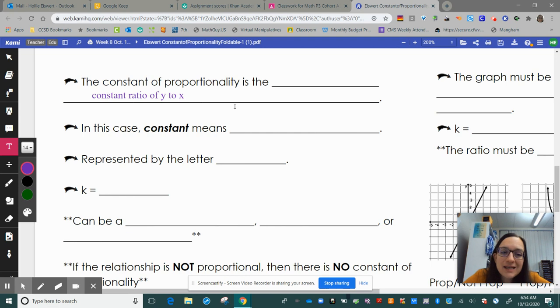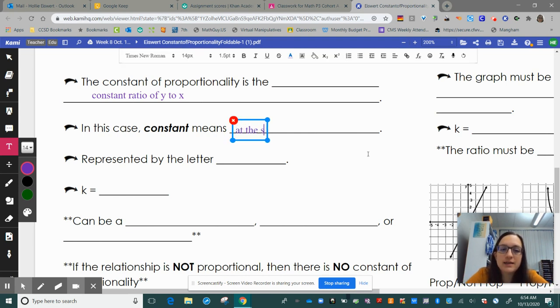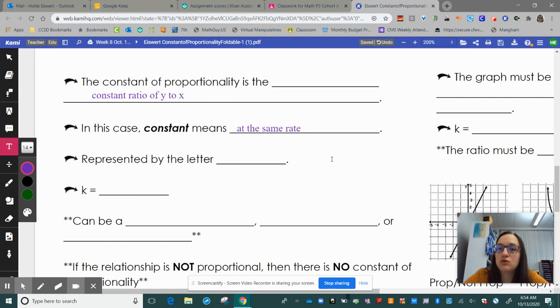But in this case, constant means at the same rate. So something is continually happening at the same rate. Like if you were driving your car, well, I know most of you don't drive a car, but if you were on cruise control, you stay at a constant rate the whole time. That's the example I have right now. I'll think of a better one.